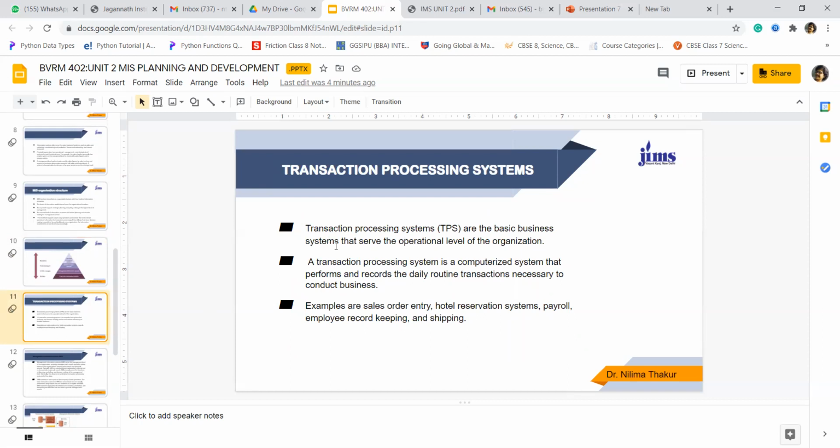TPS are the basic business systems that serve the operational level of the organization. TPS is a computerized system that performs and records the daily routine transactions necessary to conduct business. Examples are sales order entry, hotel reservation system, payroll, employee record keeping, and shipping in various departments of an organization.